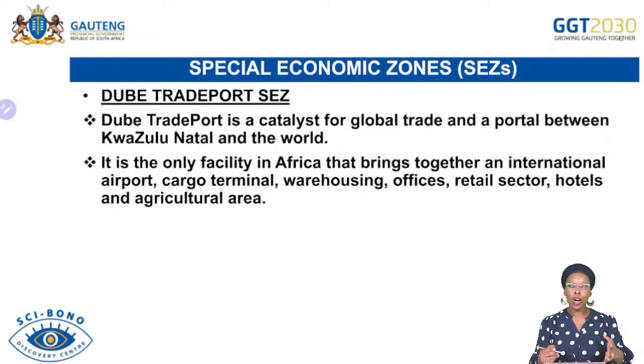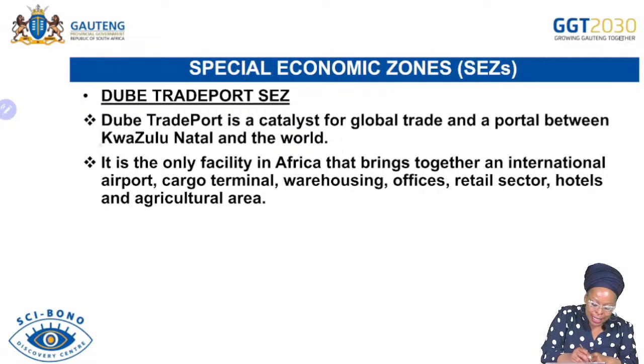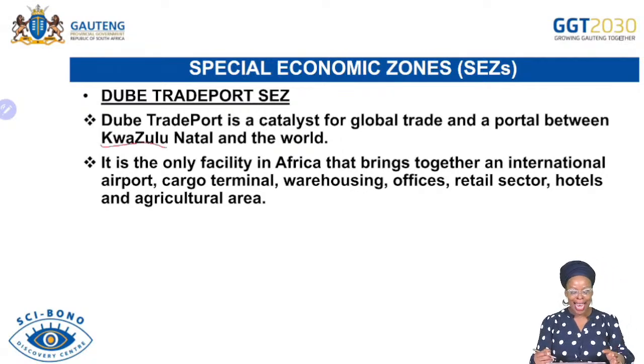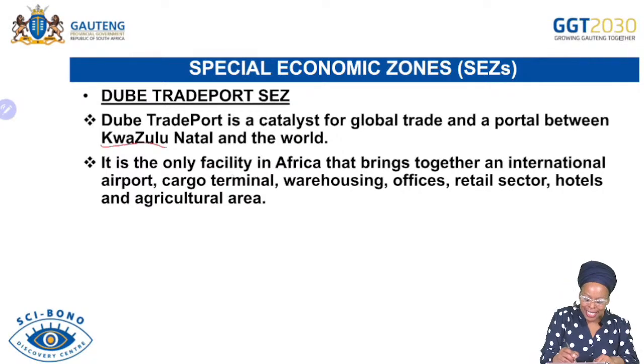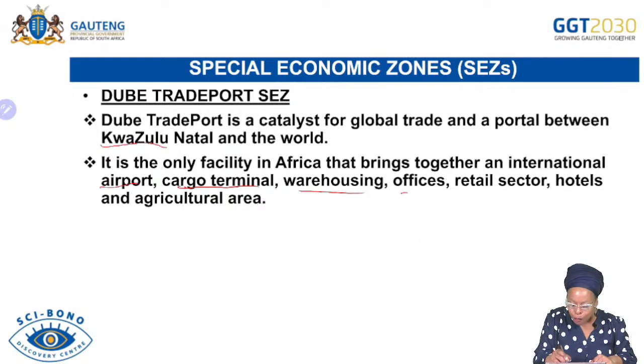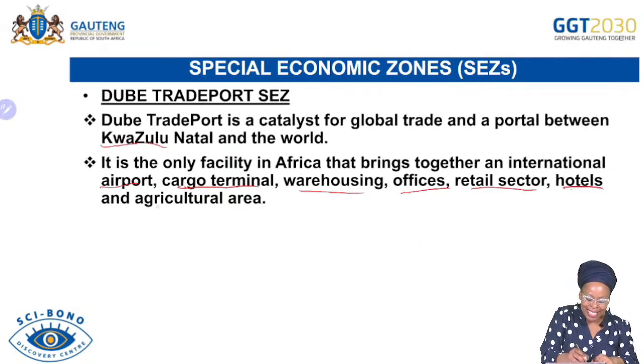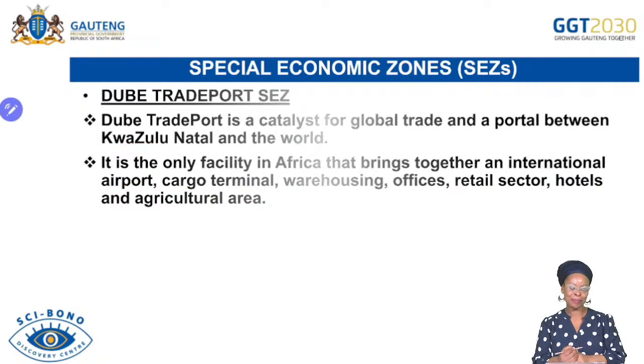Okay, we also have Dube Trade Port SEZ, which is found in KwaZulu-Natal, and it is the only facility in Africa that brings together an international airport, cargo terminal, warehousing, offices, retail sector, hotels, and agricultural area.